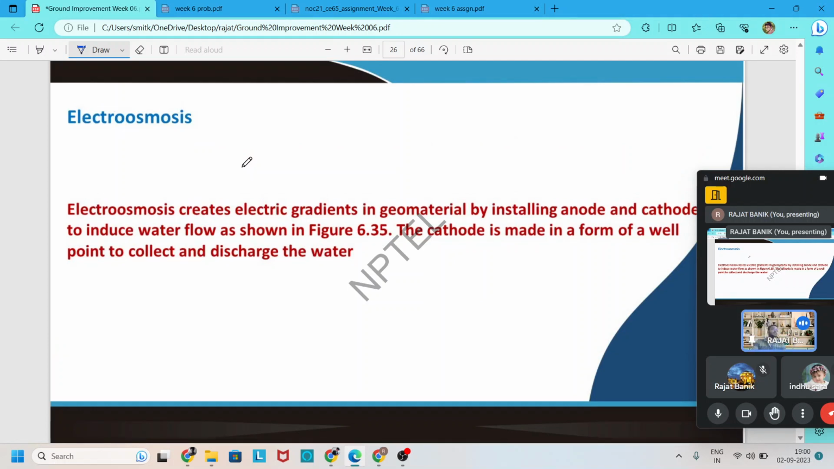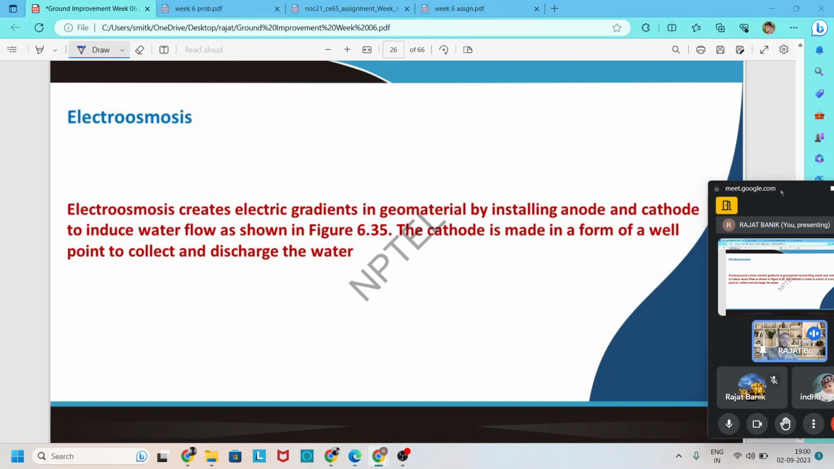So moving to the next slide, we discuss another groundwater technique. It is electroosmosis. This electroosmosis happens through cathodes and anodes by electric gradients. That means we apply a cathode and anode, and through them we apply current. Due to this electric gradient or high voltage, the water moves from anode to cathode. We know that water flows from positive charge to negative charge, so water gets collected at the cathode.